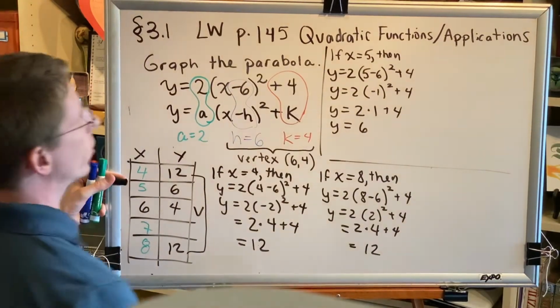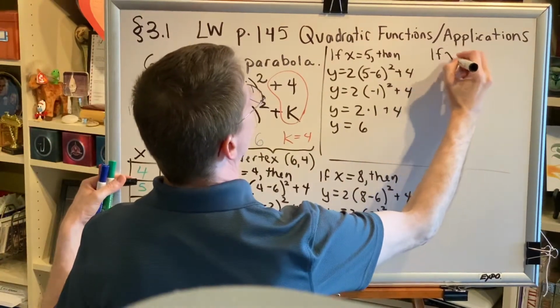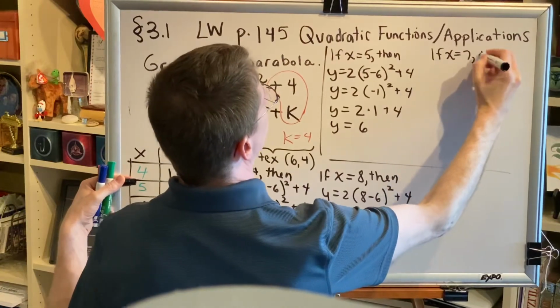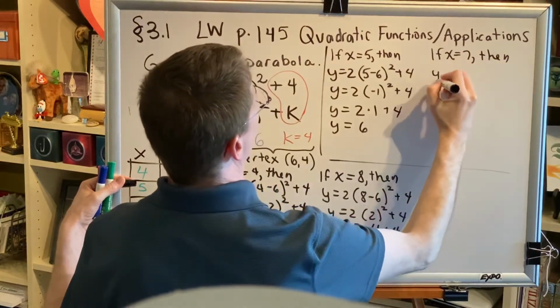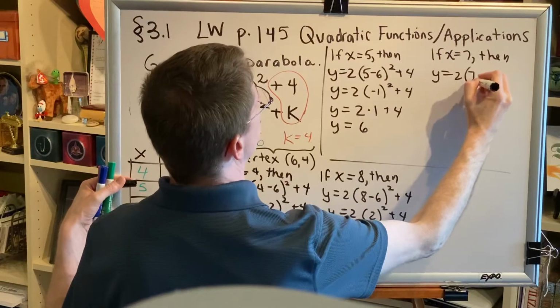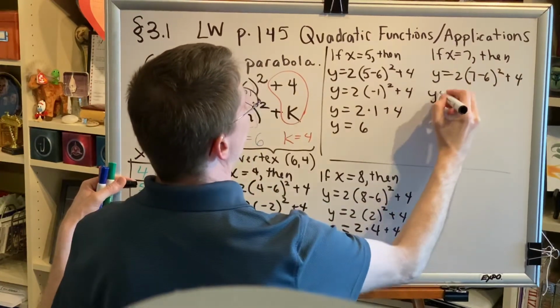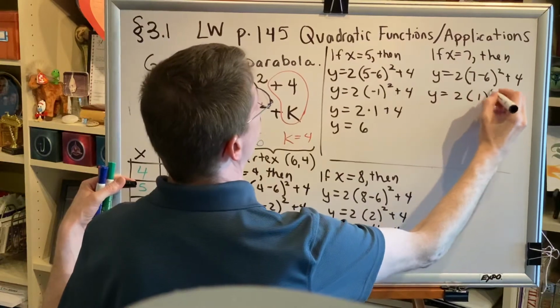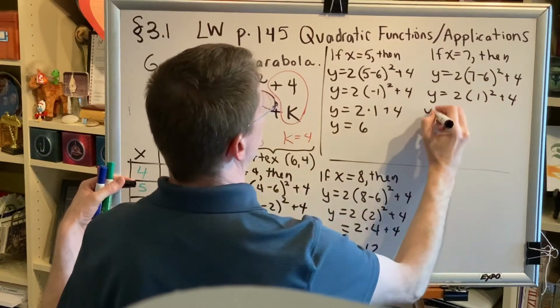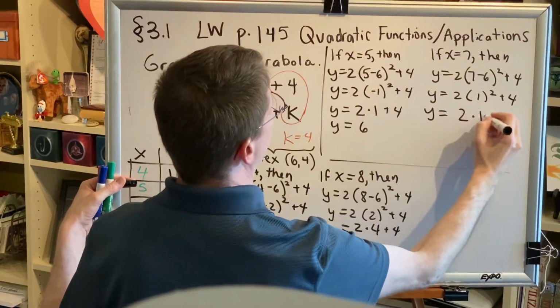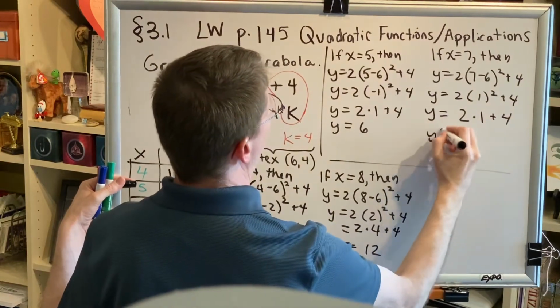All right, one more left to go. If x equals 7, y equals 2(7 minus 6) squared plus 4. y equals 2 times positive 1 squared plus 4. y equals 2 times 1 plus 4. y equals 6.